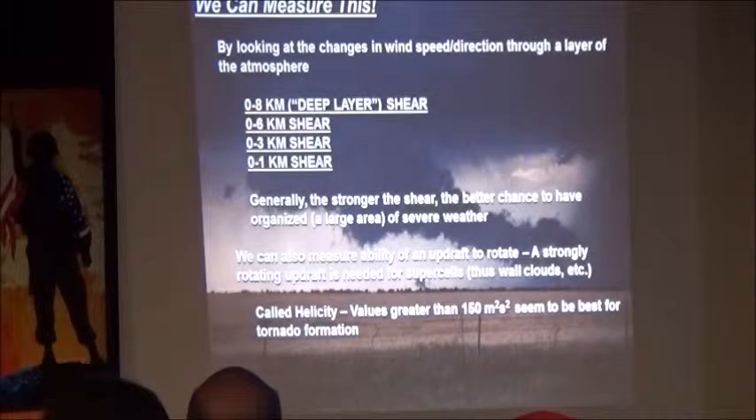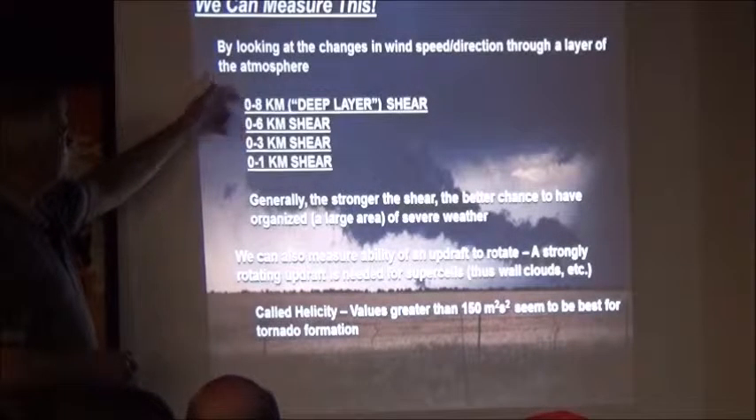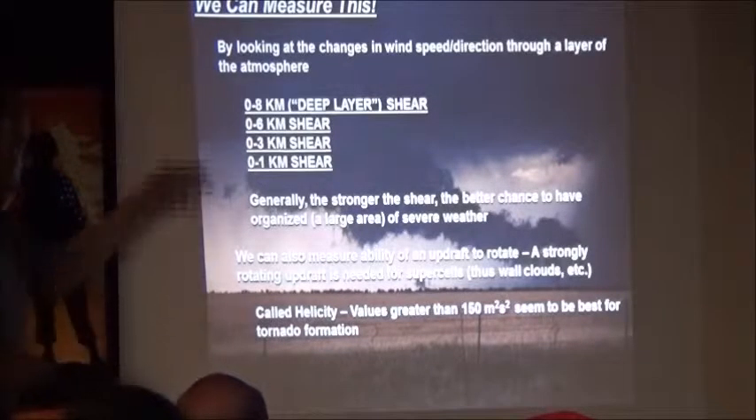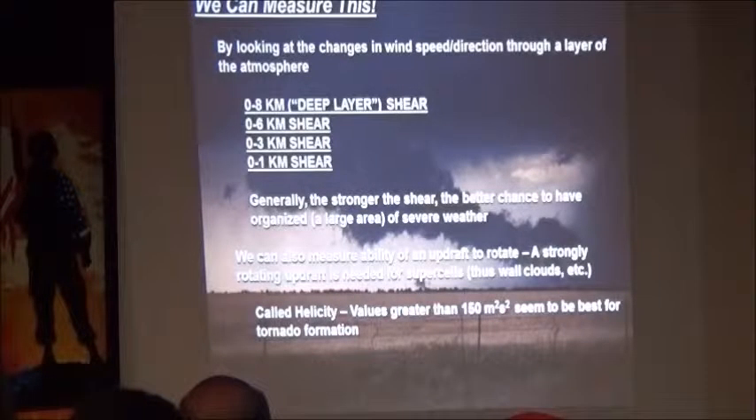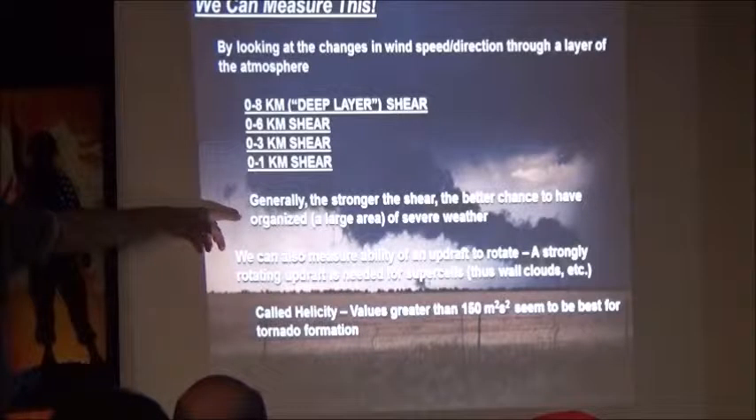Just like the CAPE, with the instability, with the wind shear we can measure that through several different things we use. Here's a few of them: 0 to 8 kilometer shear, 0 to 6, just different levels of the atmosphere. 0 to 3, for example, is about 10,000 feet; 3,000 meters is about 10,000 feet. But generally, the stronger the shear, the better chance to have organized areas of severe weather.